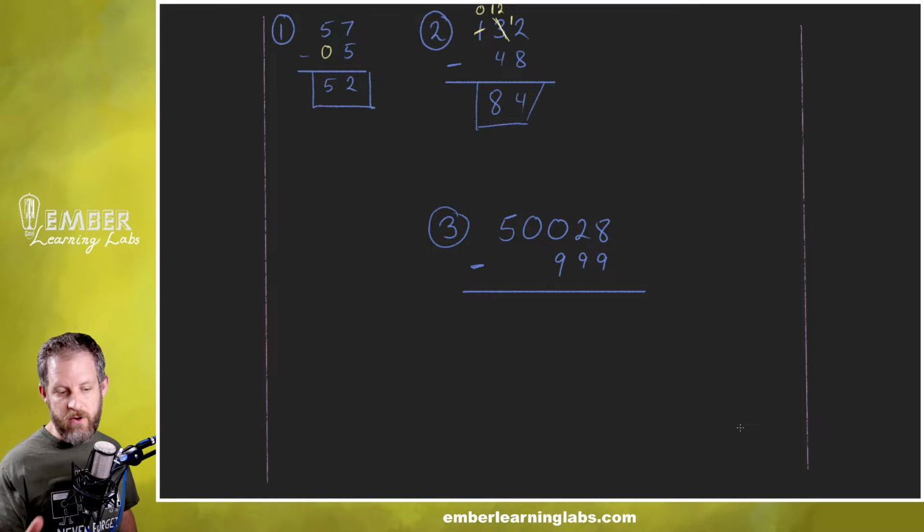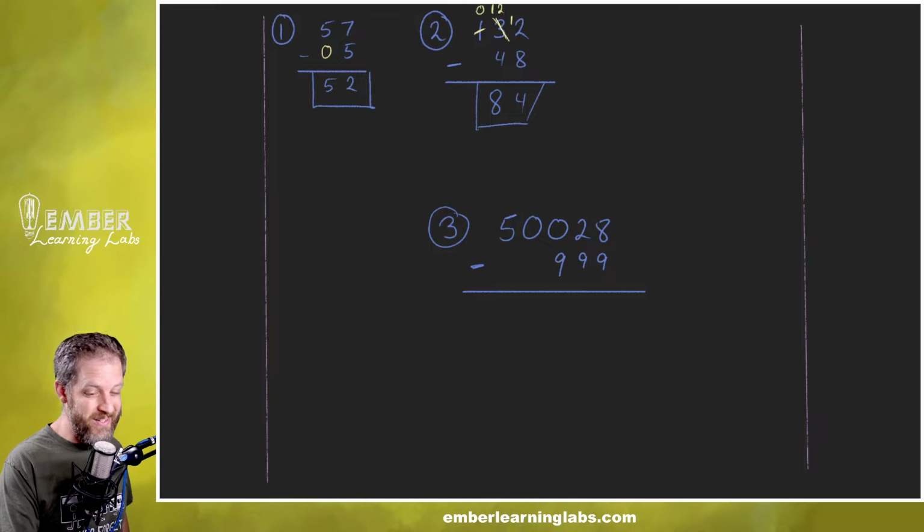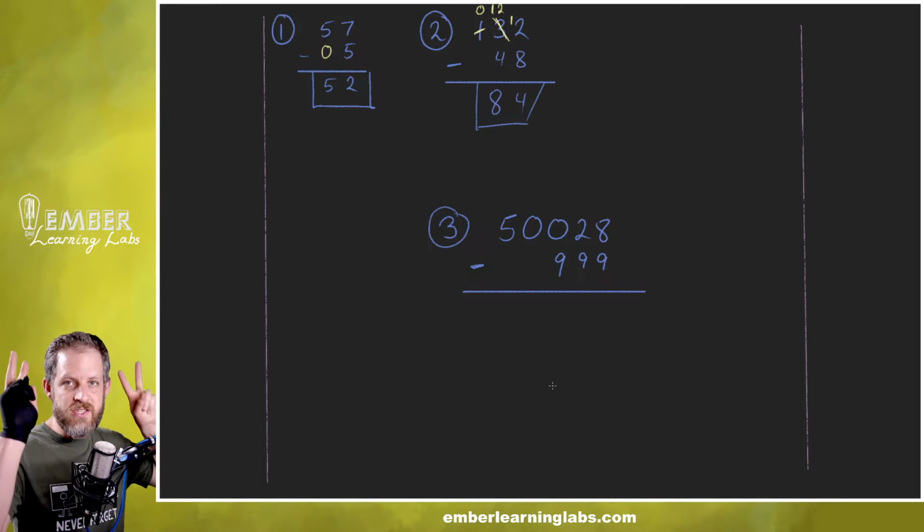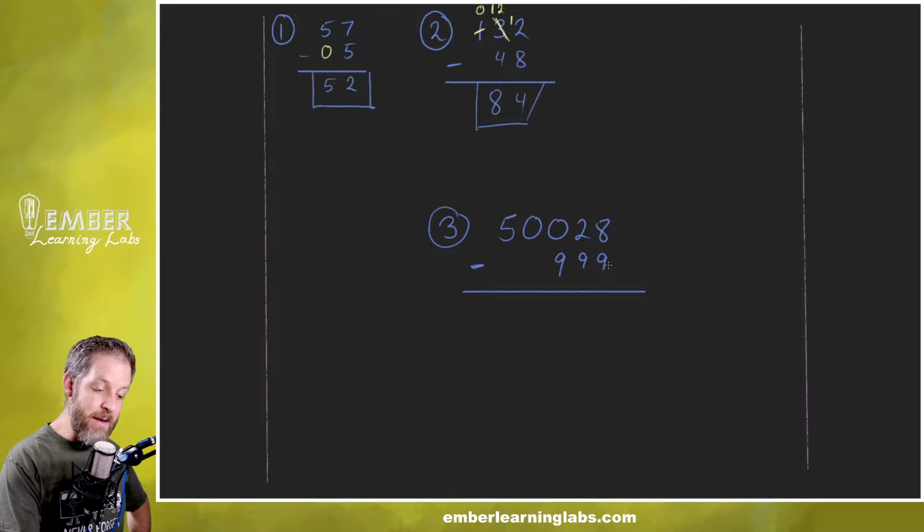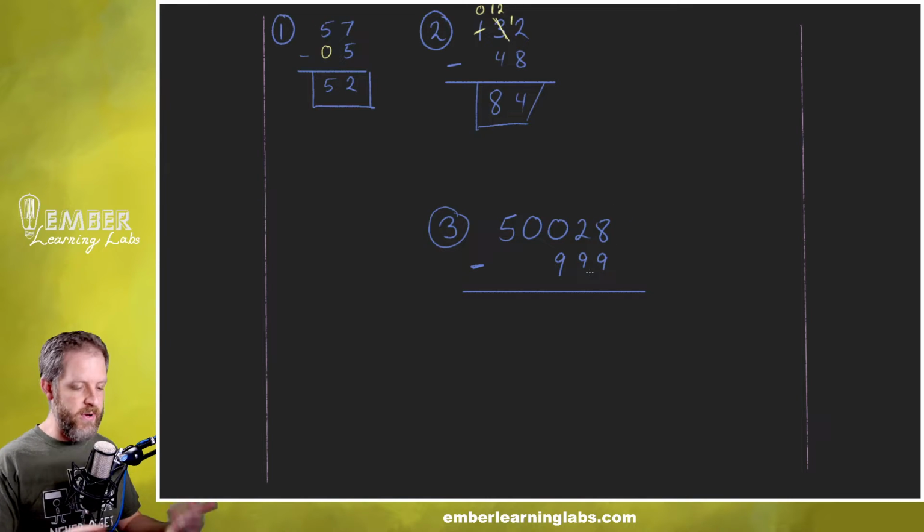We work from right to left on these problems. I know that's different than the way we read, but that's how we do it. You can do it other ways, but we're not going to do that. We're going to do it using the standard algorithm, right? 8 minus 9, we can't do that. What we got to do? We got to borrow, right?